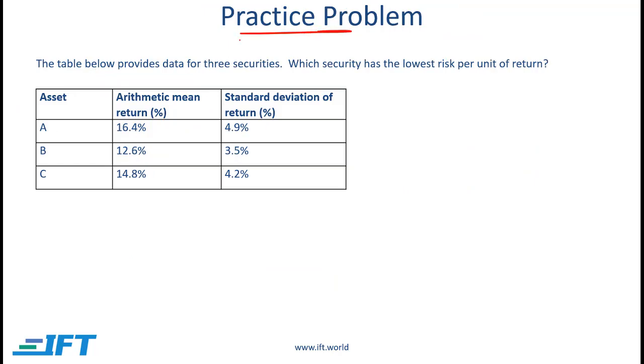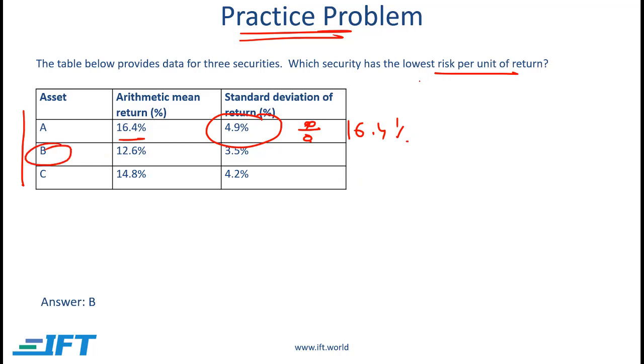Now I want you to do this practice problem. Which of these assets has the lowest risk per unit of return? So this is fairly straightforward. All you need to do is take the standard deviation and then divide by the mean. So for A, that would be 4.9% divided by 16.4%. Do the same for all three. And the one with the lowest answer should be B. Here we will have the lowest risk per unit of return.